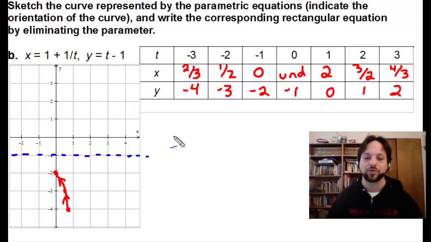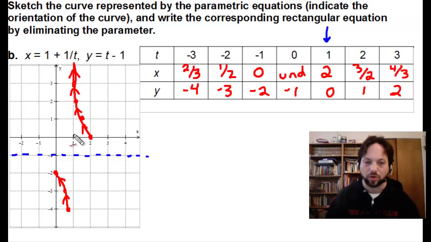Let me continue on with my table of values. I'm going to pick up right here, and that's going to be at 2, 0. Then I'll move to 3/2, 1, and finally 4/3, 2. So this is also doing something kind of interesting. And I have a feeling that this is actually just going to grow and grow and grow, and will never hit x equals 1. It will never hit x equals 1.